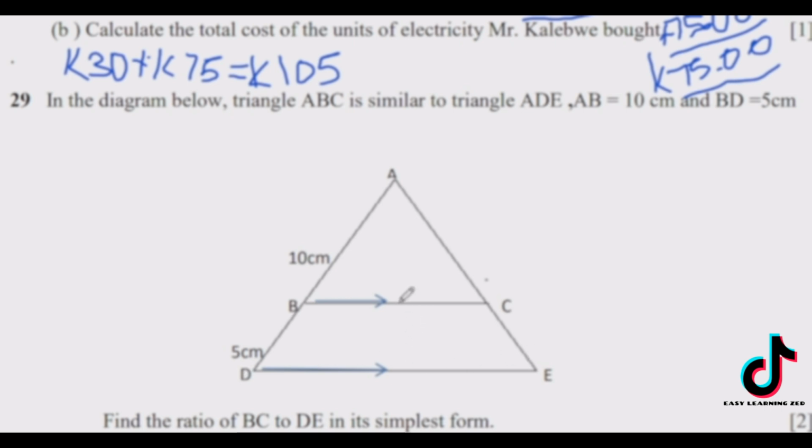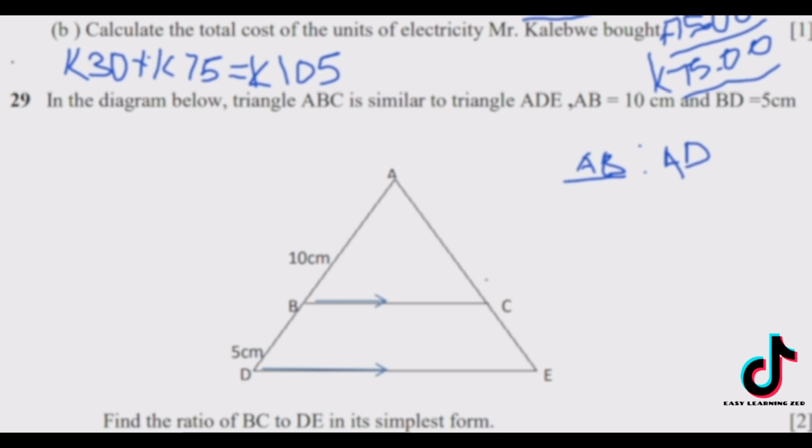So this one is very simple. First of all, let's come up with a ratio of these measurements that are given. We have got AB, AB to AD. We get this one, AB to AD.